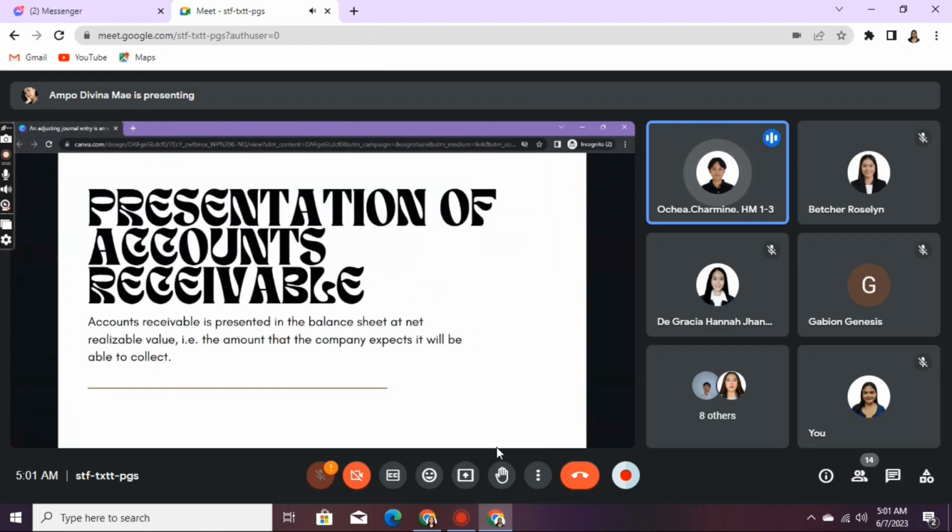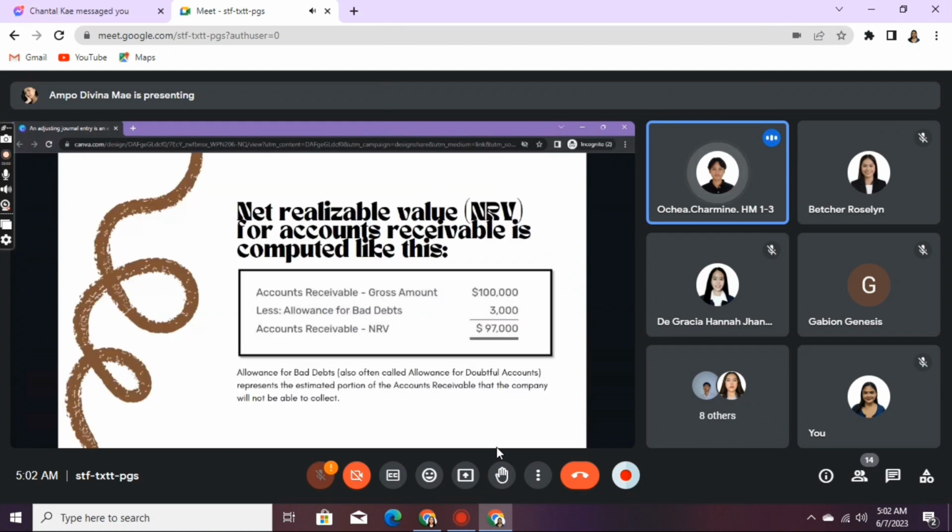So, presentation of accounts receivable. Accounts receivable is presented in a balance sheet at net realizable value. The amount that the company expects it will be able to collect. So next slide, please. So net realizable value or NRV for accounts receivable is computed like this.